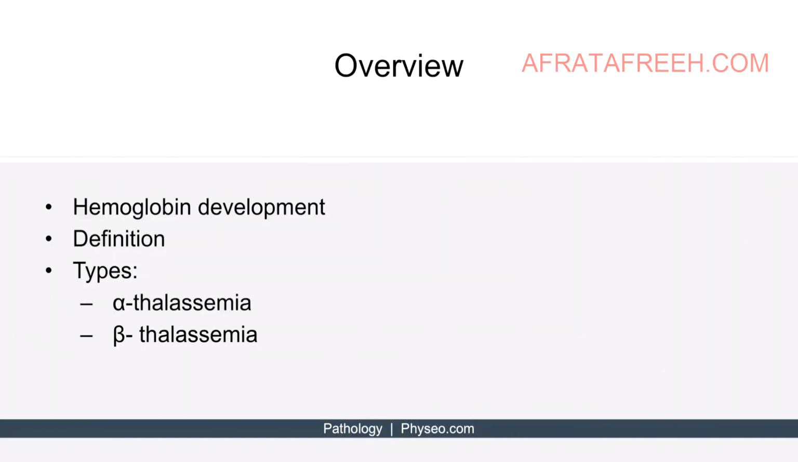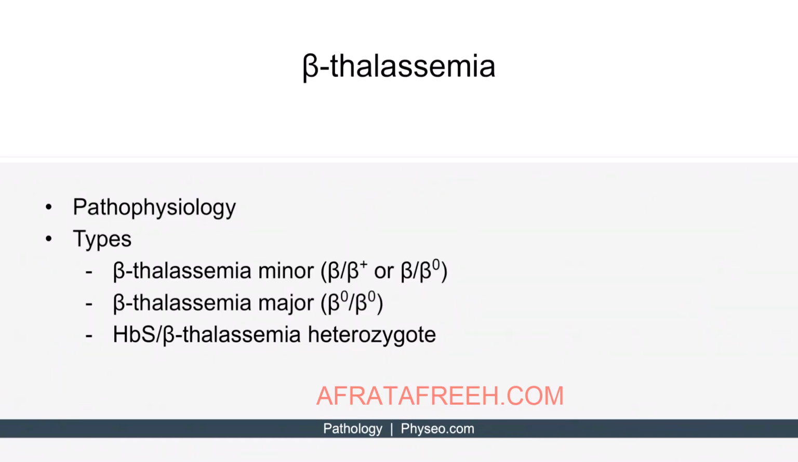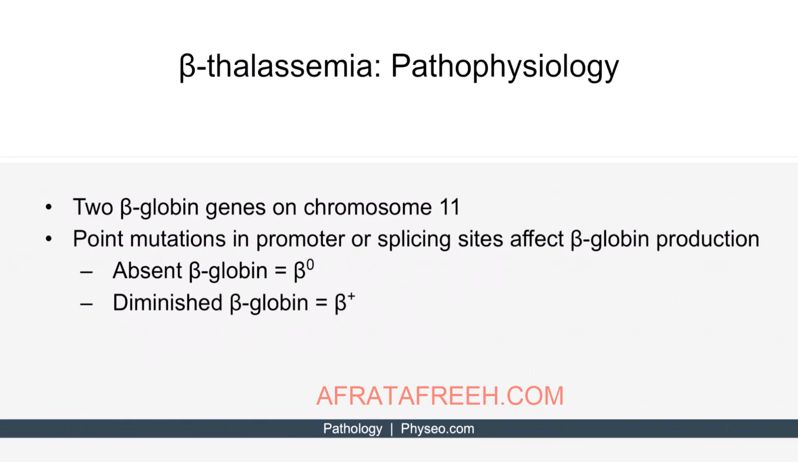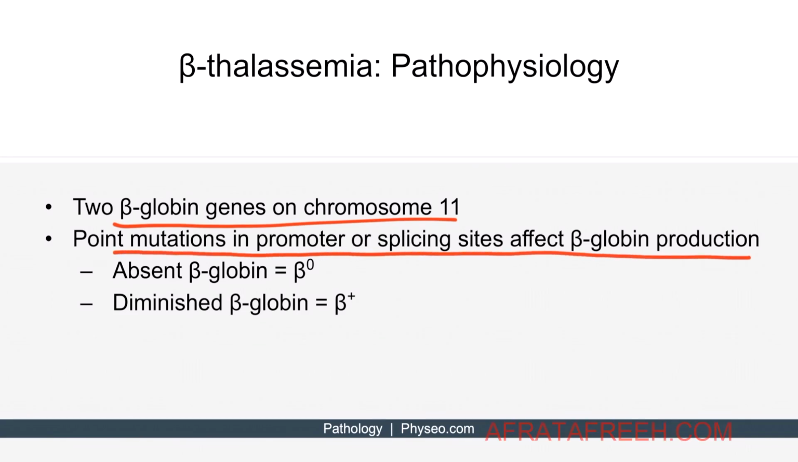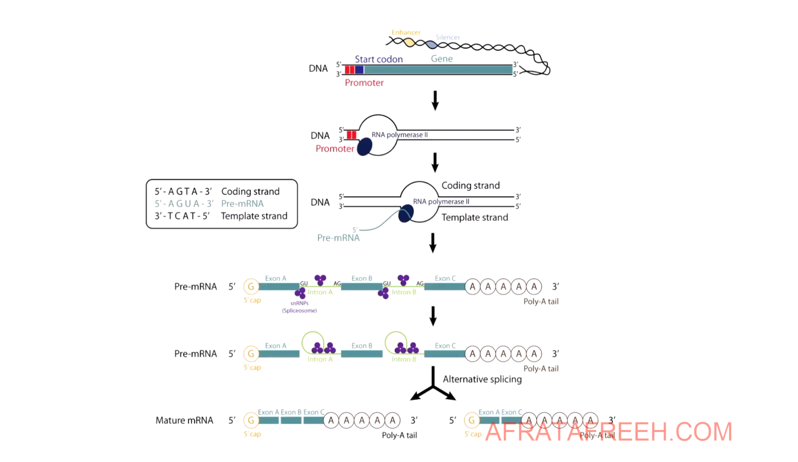All right, now let's move on to discuss beta thalassemia. Let's begin by discussing the pathophysiology. There are normally 2 beta genes present on chromosome 11. Beta thalassemia occurs due to point mutations in promoter or splicing sites in the beta globin gene that affect beta globin production. This is an image from our biochem section outlining DNA transcription.